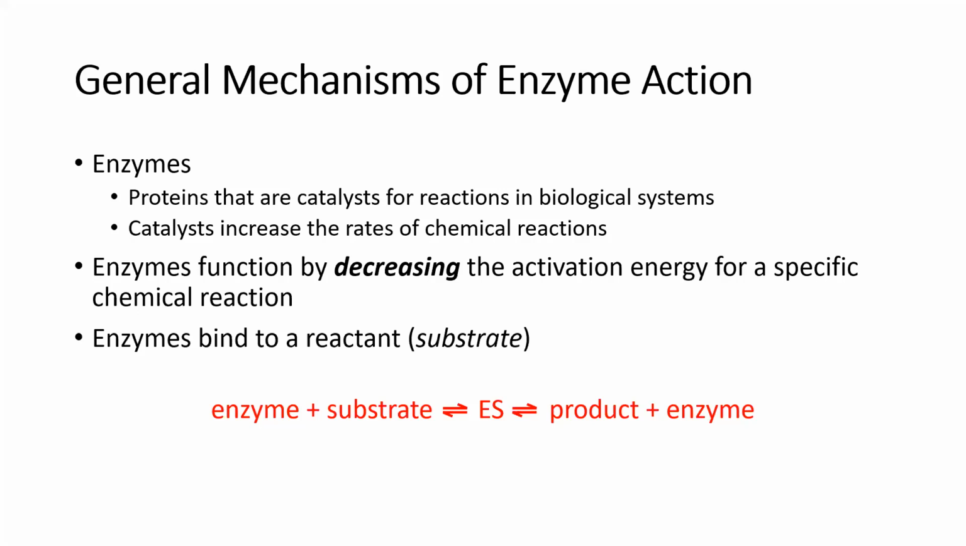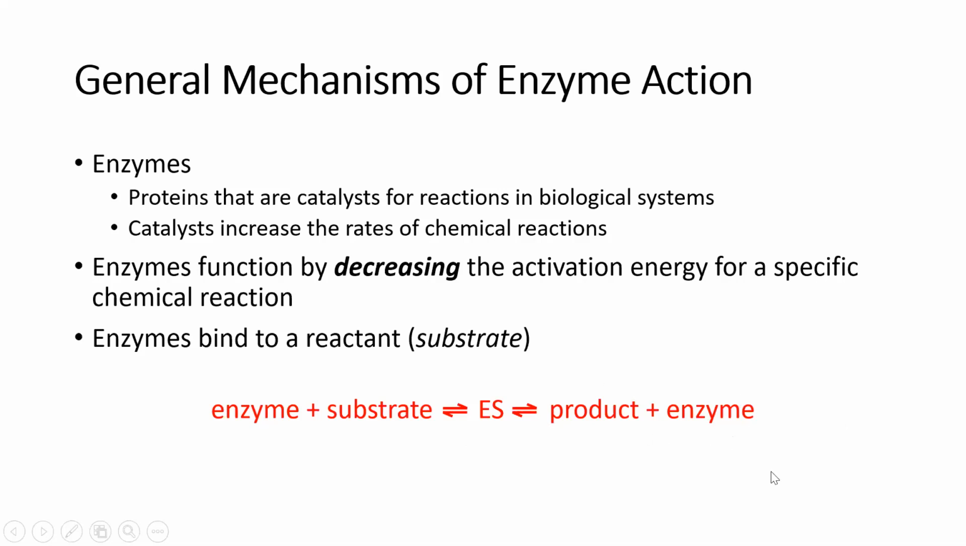Enzymes bind to a reactant. We can also call that a substrate. That gives us an enzyme substrate complex. And then from there, they spit out product on the other side of these bidirectional arrows, okay? So the enzyme and substrate, we've got a bidirectional arrow here, gives us an enzyme substrate complex, and then that in turn, again via a bidirectional arrow, leads us to product, and then we can spit the enzyme out on the other end.